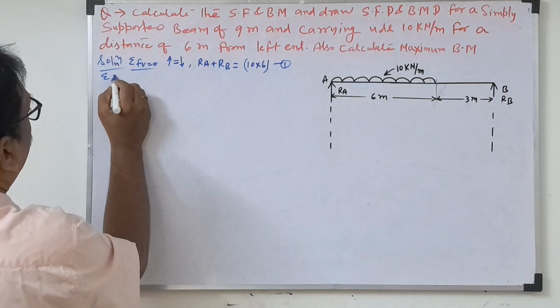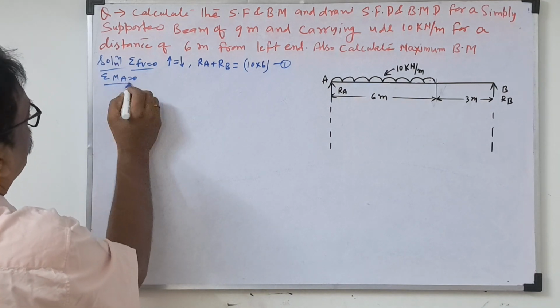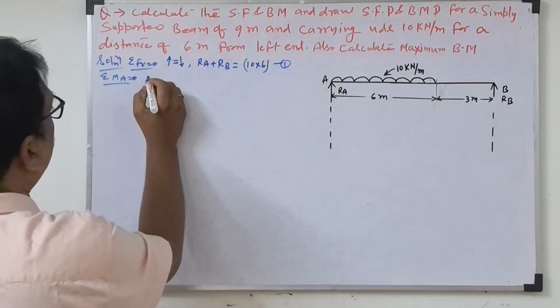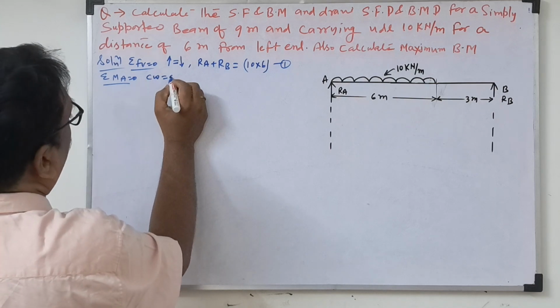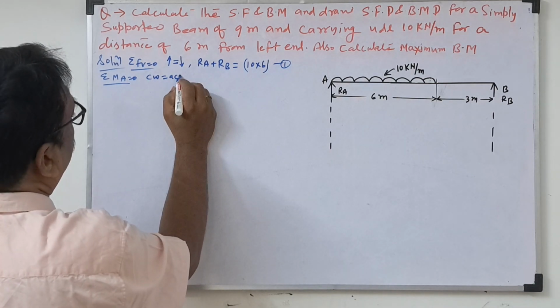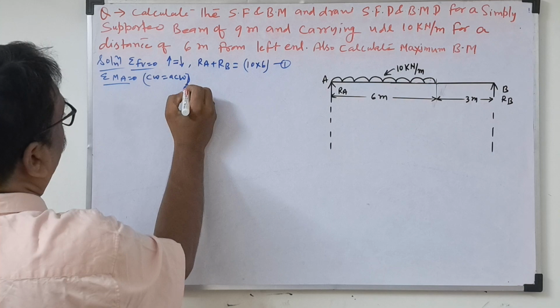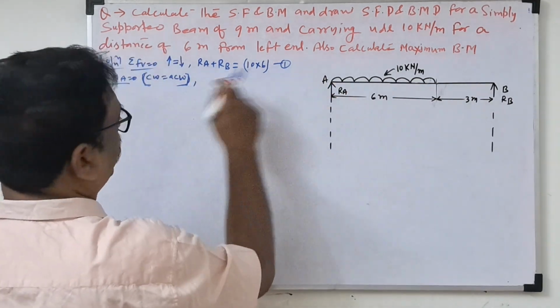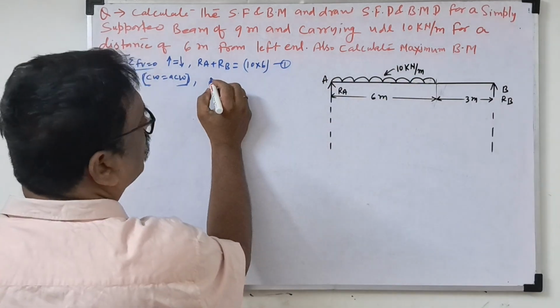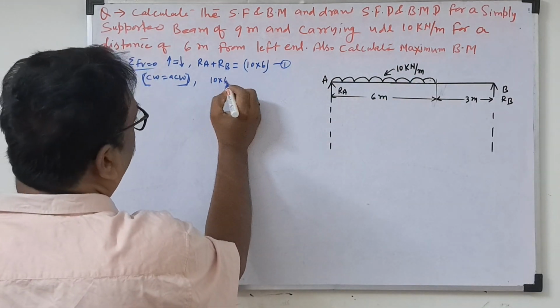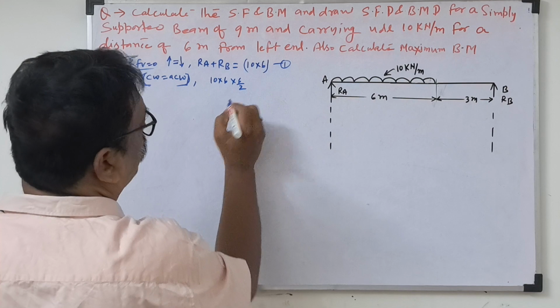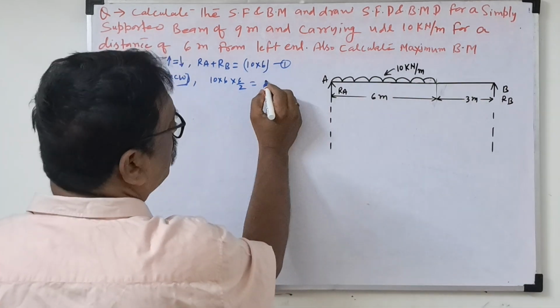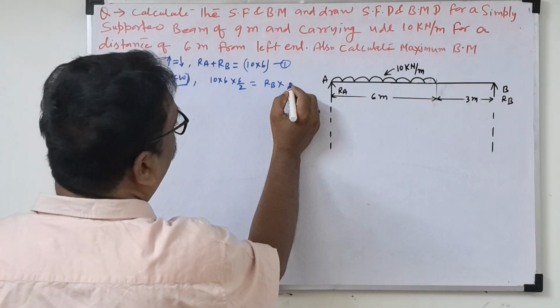Now we take the moment about A. Summation of total moment is 0, which means clockwise moment equals anti-clockwise moment. This is the concept we follow here. About point A, the UDL comes first: 10 into 6, and 6 by 2 is the half distance, equal to RB into 9.